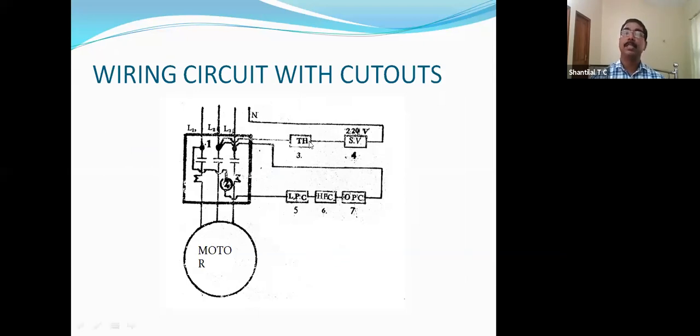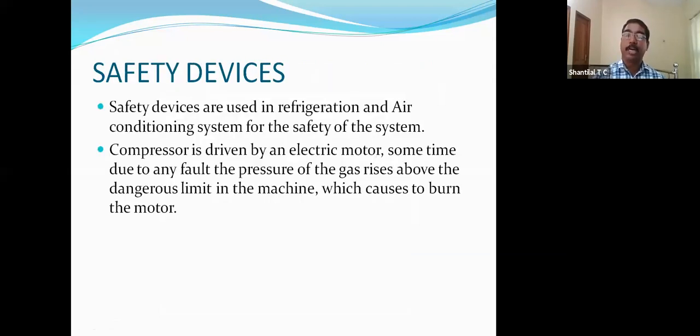So these switches are connected in series with the motor. So LP cutout, HP cutout, oil pressure cutout, thermostat and solenoid valve, these are all connected in series in the circuit. If any one is open, the motor is stopped. When all contacts are closed, then it will run. Then pressure controlling is over. Low pressure is over, high pressure is over, temperature controlling is also over, and oil pressure controlling is also maintained.